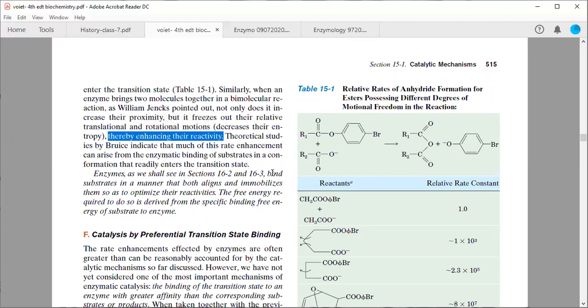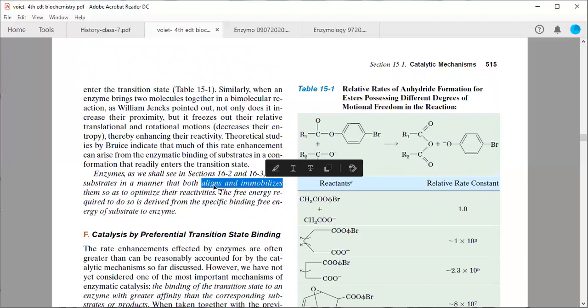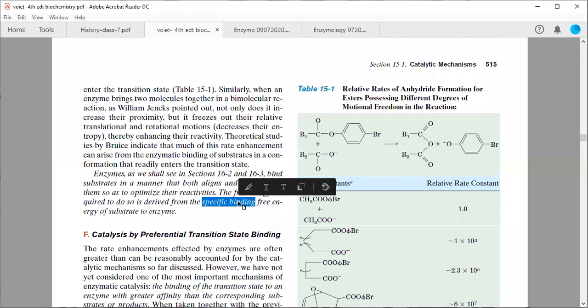Similarly, the enzymes bind substrate in a manner that both aligns and immobilizes. So two things are happening: orientation is the aligning, and immobilizing is the proximity, so as to optimize their reactivities. The free energy required to do so is derived from the specific binding free energy of substrate to the enzyme. We also discussed how this binding energy, or the specific binding, helps to lower the activation energy of the substrate so that the reaction can be enhanced.